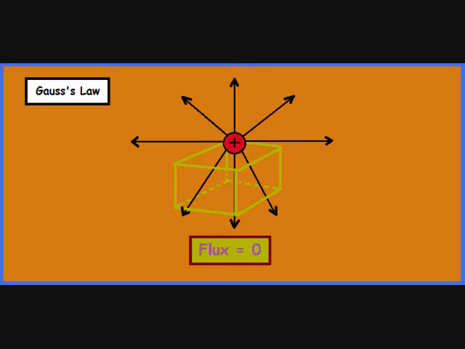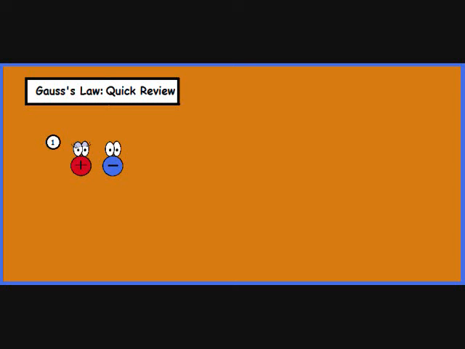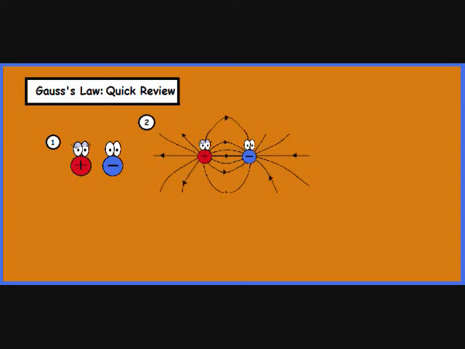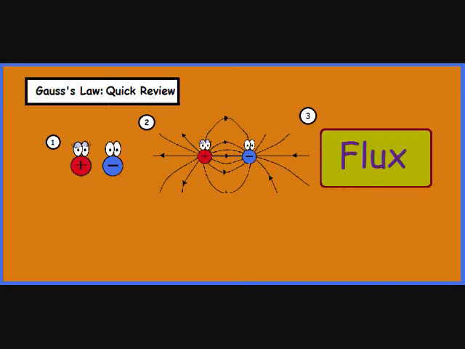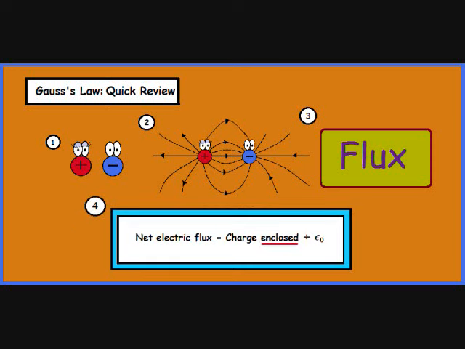So then, here's a quick review of what we have learned. 1. We have seen how Gauss's law tells us that there is such thing as positive and negative electric charges. 2. That these electric charges can interact with one another through electric fields. 3. That the flow of electric fields is called flux. And 4. That Gauss's law helps us to relate the flux through a given closed surface to the charges enclosed by that surface. Well, that's about it.